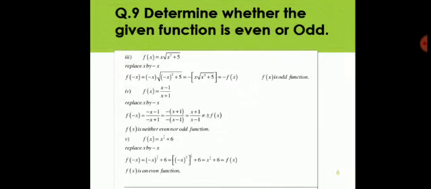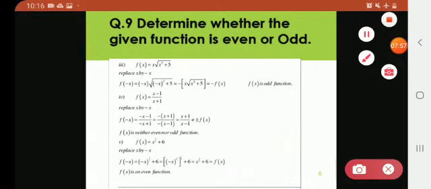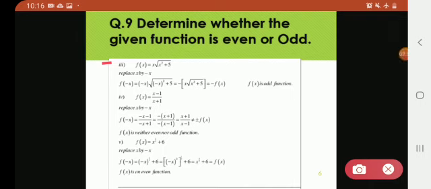Let's check out the questions as examples. This is basically question number 9, parts 3, 4 and 5. I have done these parts for you. If f of x is x radical of x square plus 5, you have to check if it is even or odd or neither even nor odd. You simply have to replace this x with minus x. That's all you have to do.